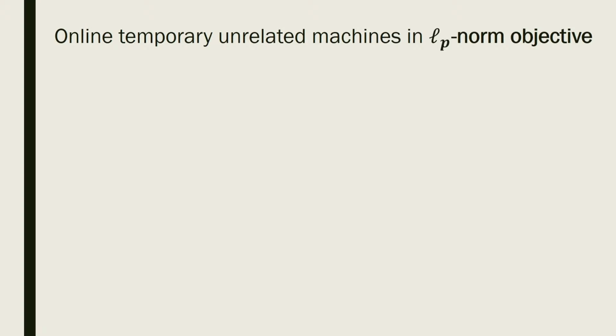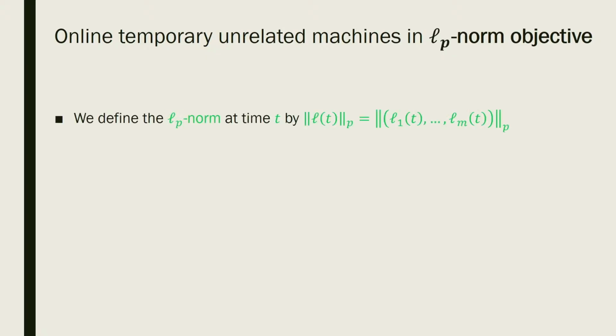So instead of solving the L infinity norm, I'm going to solve the LP norm. LP norm is just the sum of the P powers of the load. So this is the LP norm. And nicely, to approximate the L infinity norm, you have to use P equal to log M. M is the number of machines. So up to a constant factor, approximating the maximum load is the same as LP norm for P equal log M. This is called softmax.